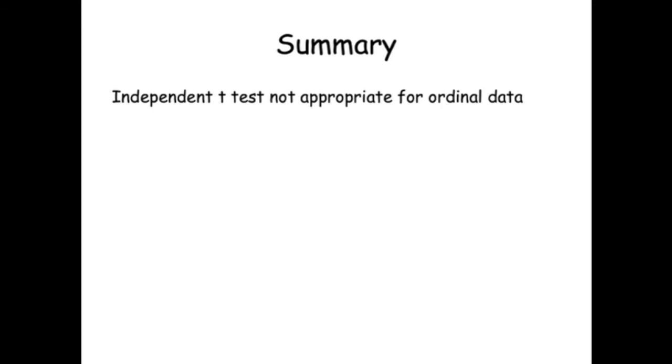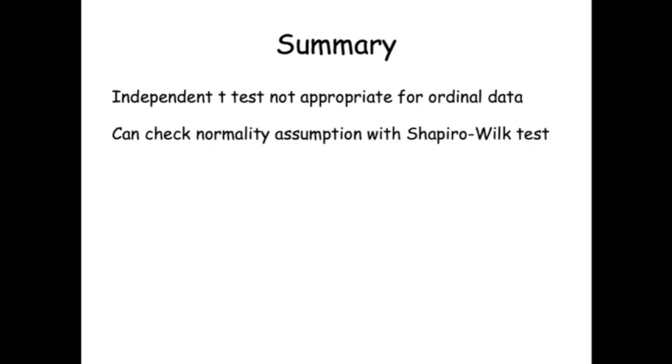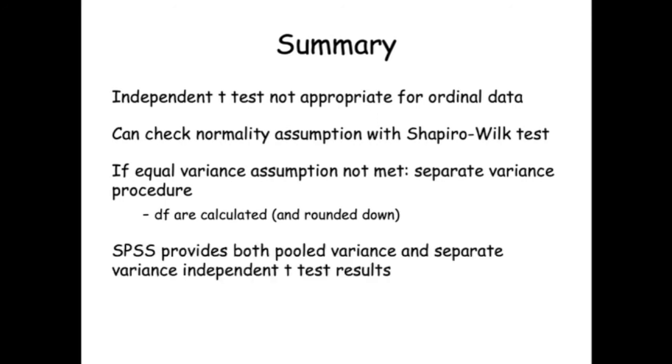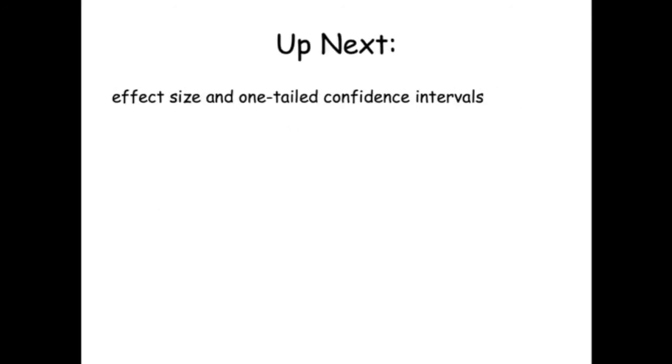The independent t-test involves a comparison of means and is therefore not appropriate for ordinal data. We can check the normality assumption in SPSS using the Shapiro-Wilk test. If the equal variance assumption is not met, we use a separate variance procedure instead of the pooled variance procedure. SPSS provides results for both. The next video looks at effect size and one-tailed confidence intervals.